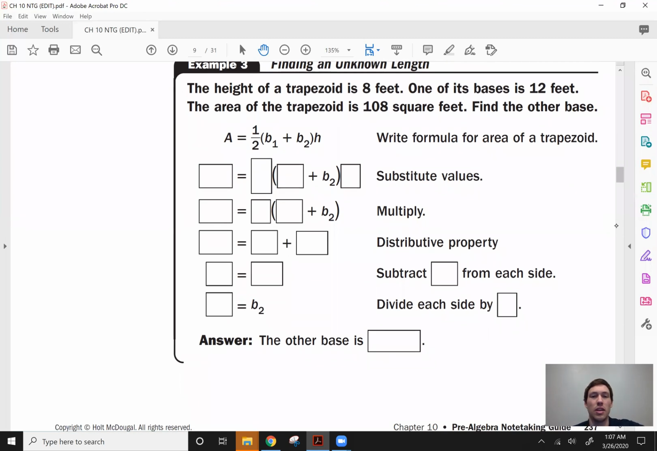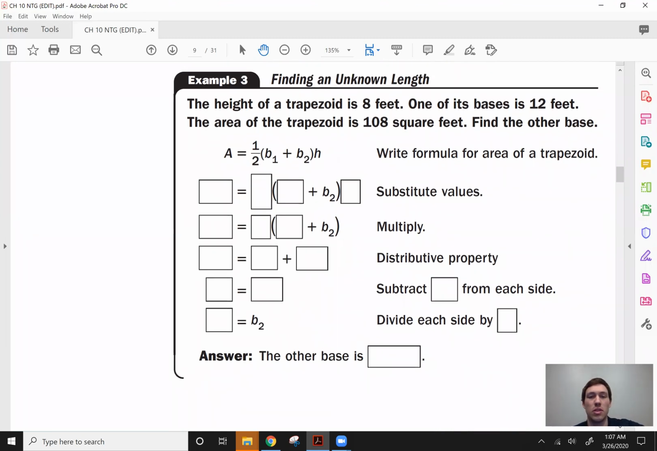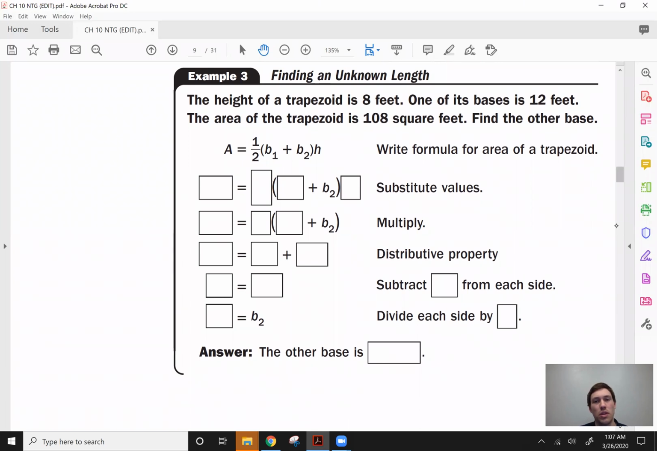All right. And then sometimes they'll give you the area and leave out, and ask what's the height or what's one of the bases or something like that. So in this case, it says find the unknown length, and on this one, it says find the height of a trapezoid, or the height of the trapezoid is 8 feet. So area of the trapezoid is 108. So I go ahead and plug 108 in for area.